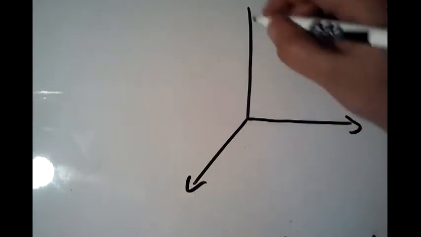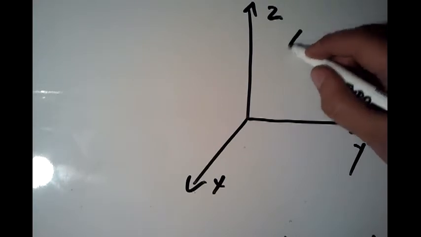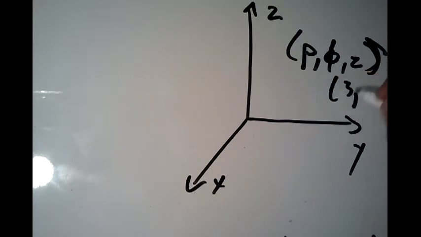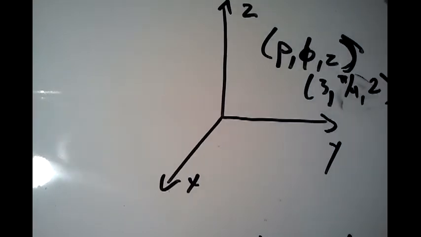Now cylindrical coordinates just adds one extra element. It adds the x, y, and z axis. So let's say we have our x, y, z axis. Now cylindrical coordinates are rho, phi, z. So simply, let's use the same example. Let's use 3, pi over 2. Actually, let's do pi over 4. Pi over 4, and let's do 2. So how that's going to be is it's going to be 3, pi over 4, 2.